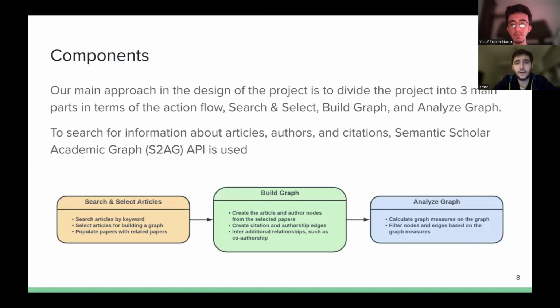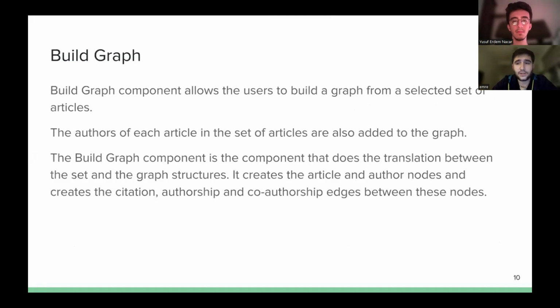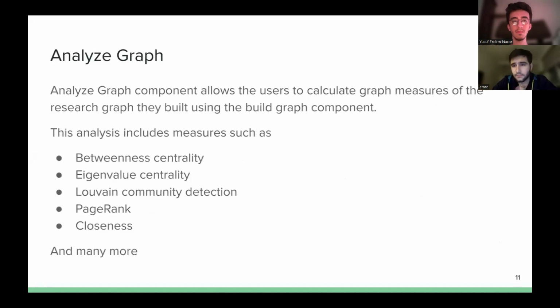Our project SONAR is divided into three main components called search engine, graph engine, and analysis engine. In search engine, we allow users to search and select articles for graph creation. Graph engine is mainly responsible for creating actual graphs using the articles selected using a search engine. Analysis engine performs the actions related to calculations of metrics of a graph built using the graph engine. These metrics are betweenness centrality, eigenvector centrality, PageRank, and so on.